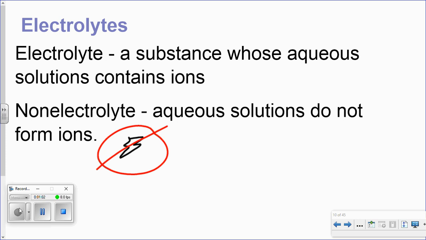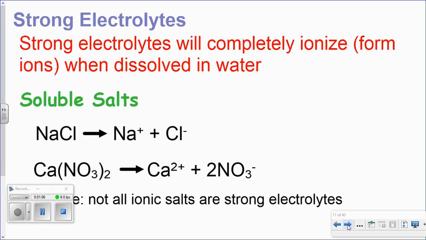Now, moving a little bit further, there are three classifications of electrolytes. There are strong electrolytes, weak electrolytes, and as you just saw, non-electrolytes. What I'd like to talk about first are the strong electrolytes. We'll spend most of our time on this.